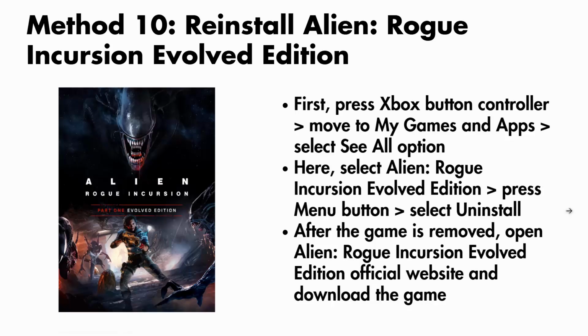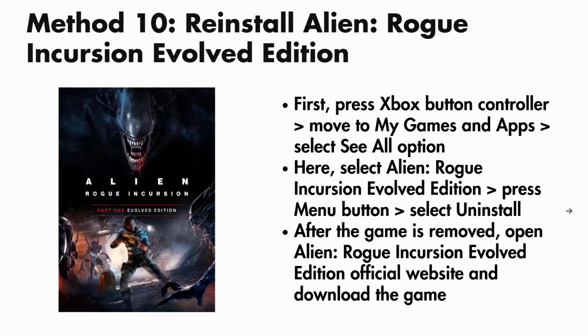If not, the next method is to reinstall the game. For that, press Xbox button on controller, then move to my games and apps, then select see all option. Here select Alien Rogue Incursion Evolved Edition, then press menu button, then select uninstall. After the game is removed, open the game official website and download the game, and after that try to play it and see if it resolves.